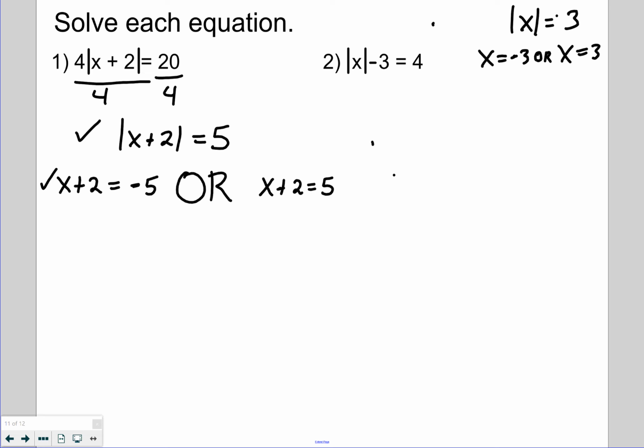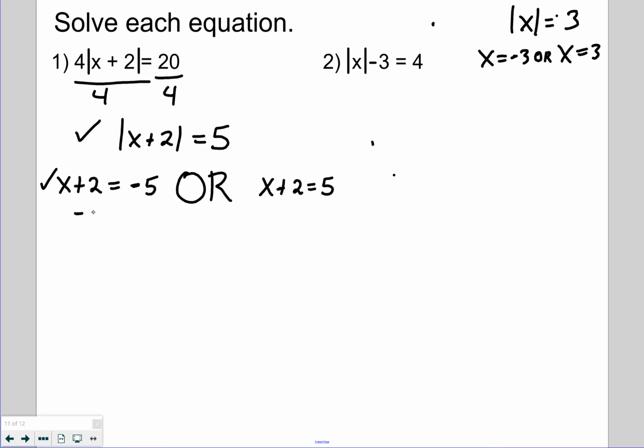So I told you this is important because this is what you're going to do today and tomorrow. If I get x plus 2 to be 5, what's the absolute value of 5? It's 5. If I get x plus 2 to be negative 5, what's the absolute value of negative 5? Also 5. So there's 2 answers that will get me the solution. They both don't equal 5, right? 1 equals 5, 1 equals negative 5. When you take the absolute value, they both equal 5.